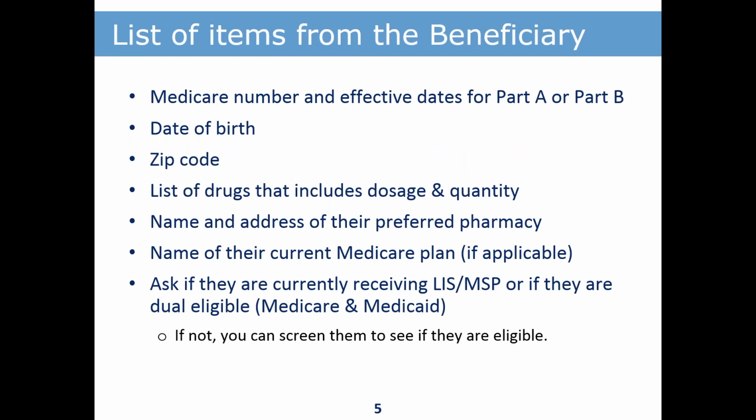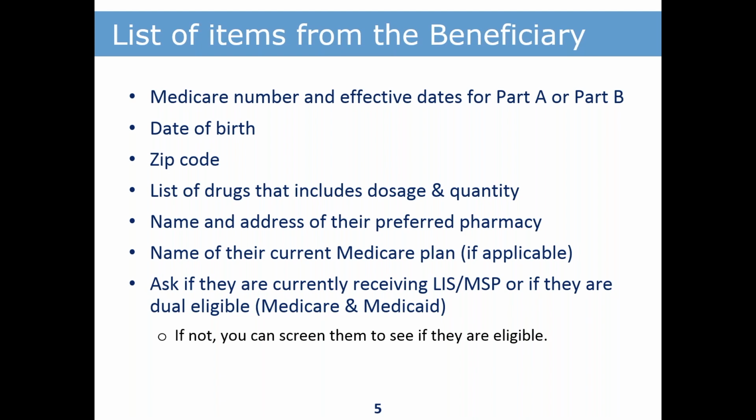It's really going to help if they have their Medicare number and effective dates for Part A or Part B. And the easiest way to get that is for them to have their Medicare card, also their date of birth, their zip code, which is the zip code that's on record with Social Security, a list of drugs that includes their dosage and quantity. And there's several ways they can get that. Some people know them by heart, but if they take several, or if their prescriptions have changed recently, it's helpful to get an official list.